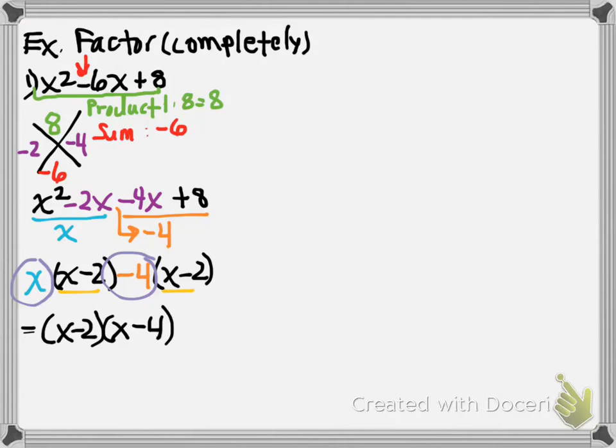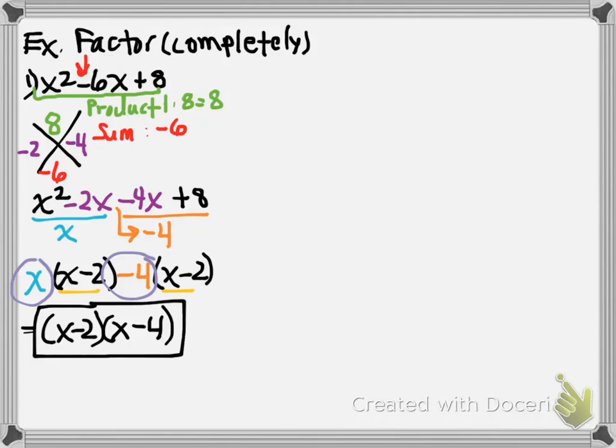So the only thing I need to do is double check my binomials to see if they are the difference of squares. Is x minus 2 a difference of squares? No, x and 2 are not perfect squares. How about x minus 4? 4 is. Okay, 4 is, but x isn't. So this is my answer.